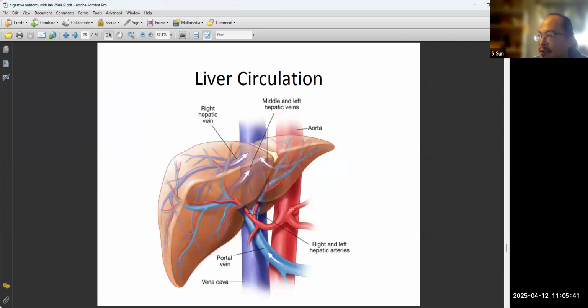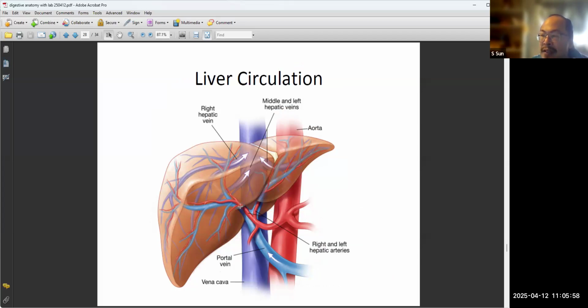So for oxygen, it will need to come from the aorta. Aorta here is the celiac trunk. So we mentioned that. And then there are three branches. One is the hepatic artery right here, hepatic artery.